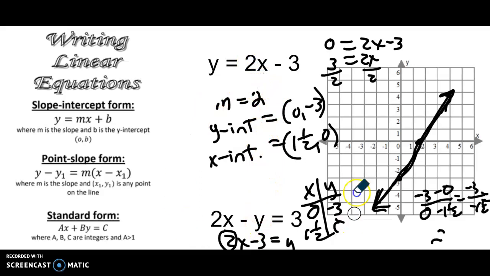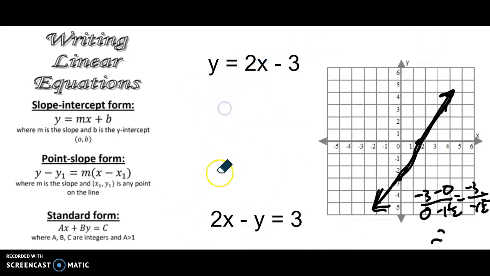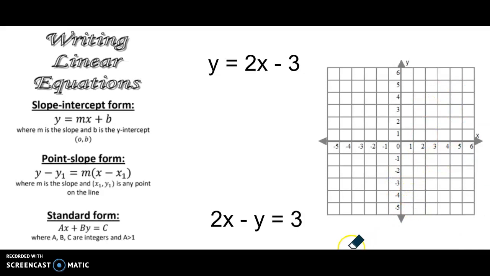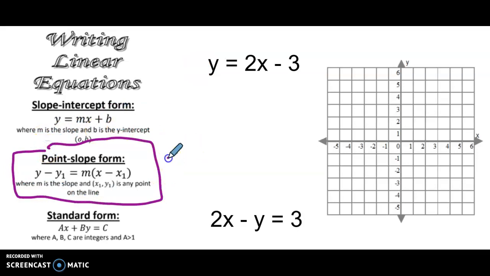Well, in this unit, we're going to go backwards and reverse this. I'm not going to give you the equation. I'm going to tell you what the slope is and tell you what the y-intercept is or tell you what the x-intercept is. And you are then going to have to come up with the equation, either in slope-intercept form or standard form. Now, this other form that you're probably noticing, the point-slope form, is used to help us get into one of these two forms.